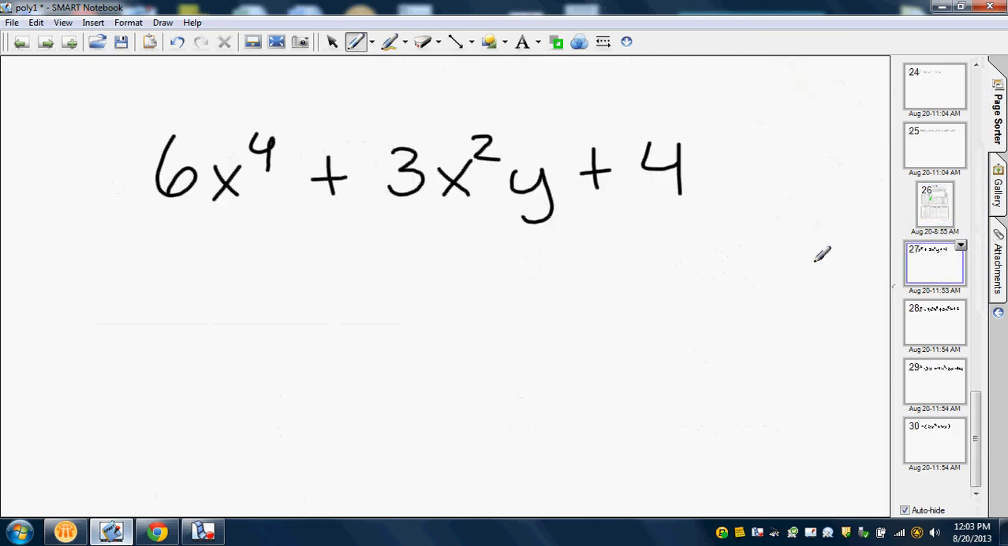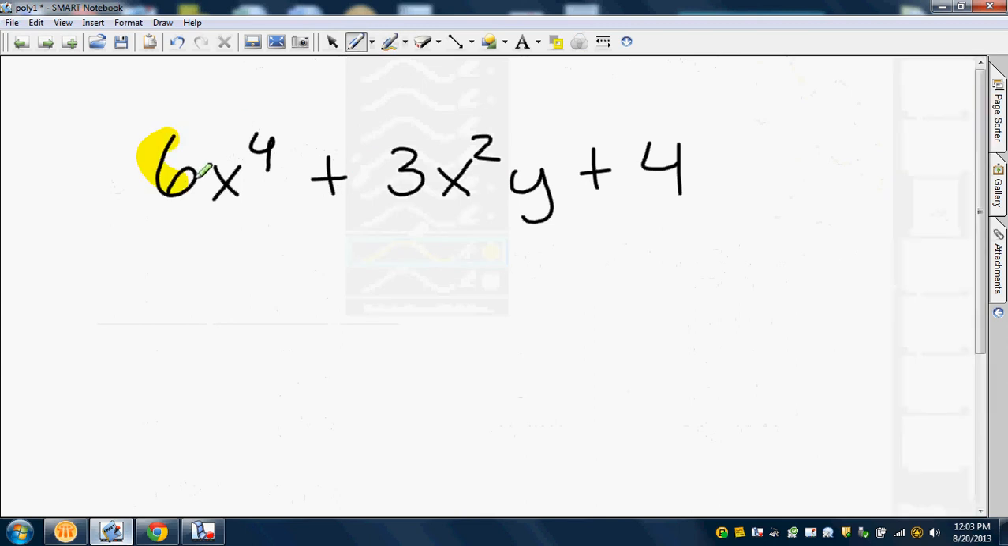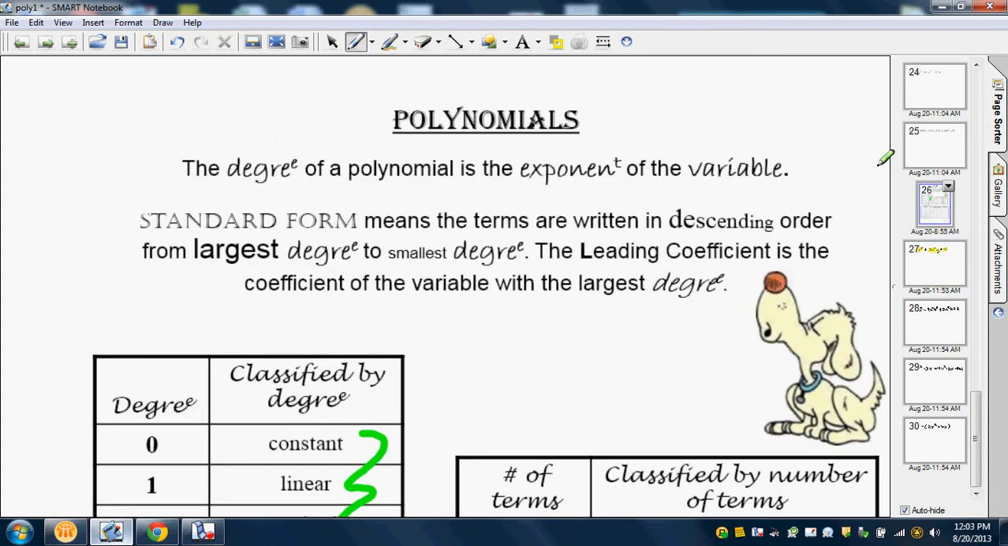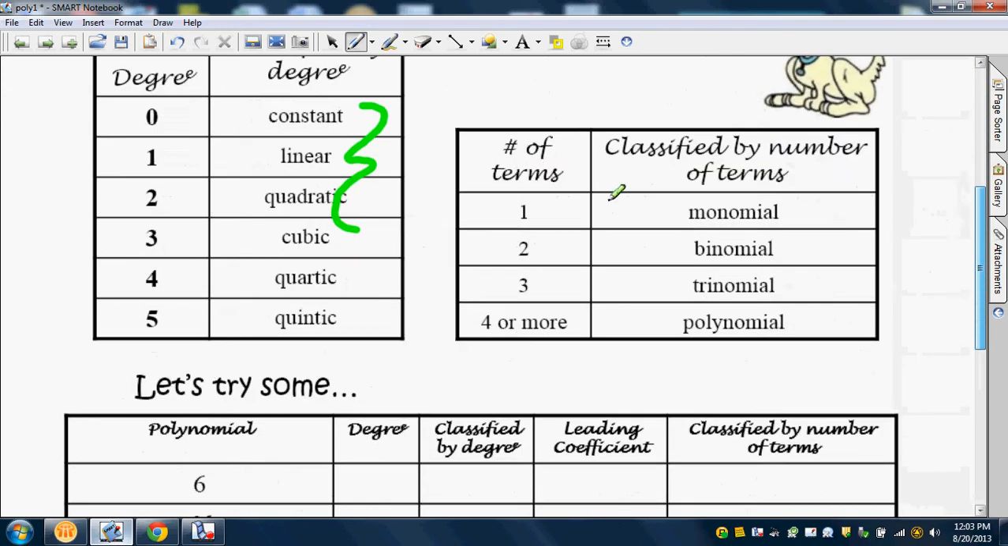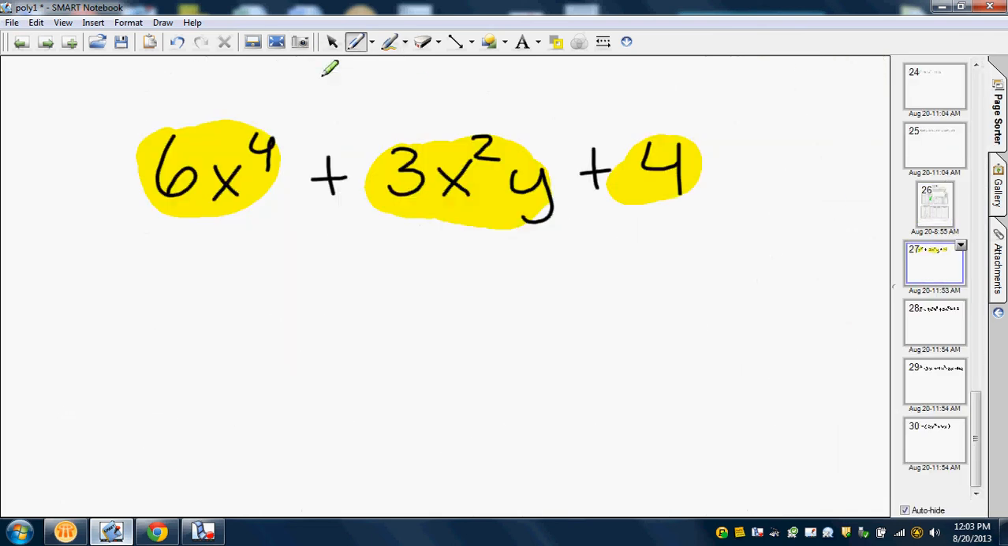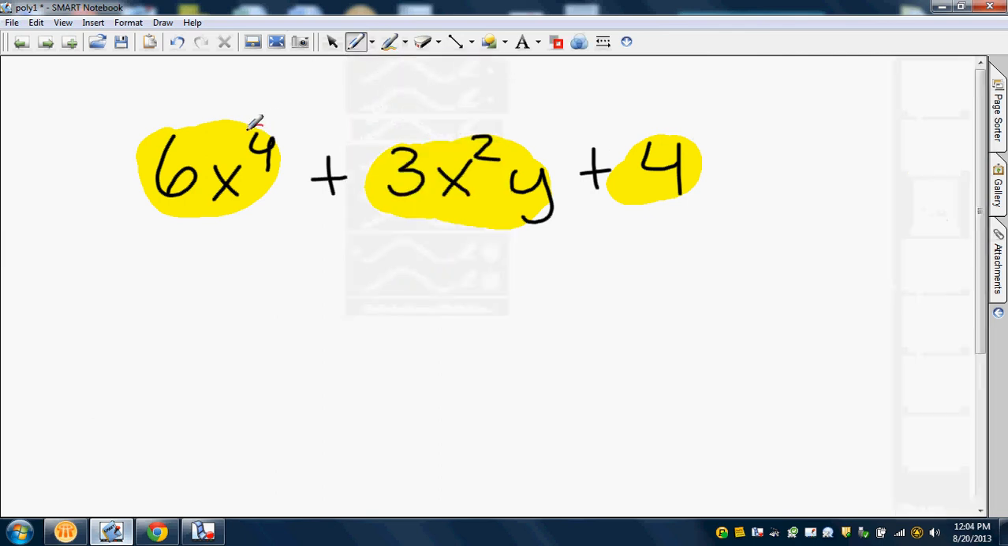So let's look at these examples, okay? In this first example, I'm going to highlight these terms. This is a term, this is a term, and this is a term. Okay, so this has 3 terms, and because it has 3 terms, if I come back and look at my little chart, this is a trinomial. Then I'm also going to look at the degree. And the degree is the power.